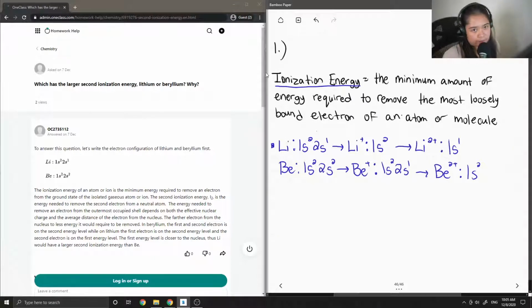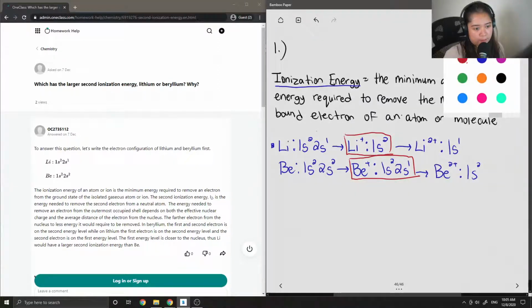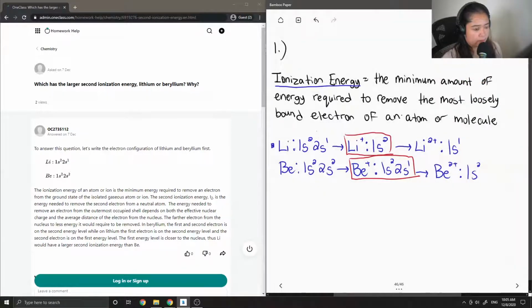So if we look at both our lithium plus ion and our beryllium plus, you'll notice that our lithium plus is already in the inner valence shell, and it's very close to the nucleus. So let me just write that down. Lithium plus has its electrons closer to the nucleus.